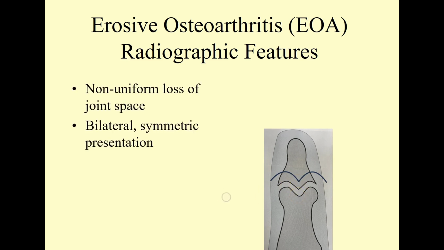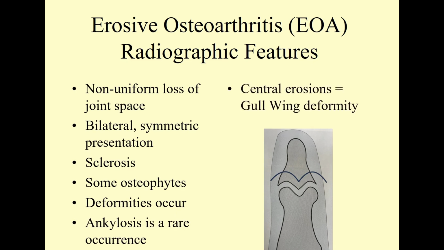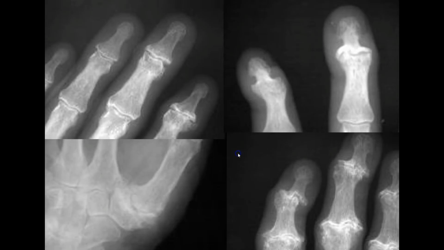It is a non-uniform loss of joint space. It does tend to present bilaterally and often symmetrically, and there's typically some sclerosis as you'd expect in a degenerative arthrotype. Every once in a while we see what have to be considered to be osteophytes. And then of course deformities, fixed flexion deformities often present. Ankylosis can happen, but it's considered rare, and I wouldn't want that to be a dominant thought for you. But again, radiographically, what I'll be asking you to look for is this very characteristic change in joint presentation, gull-wing deformity, strongly associated with erosive osteoarthritis.